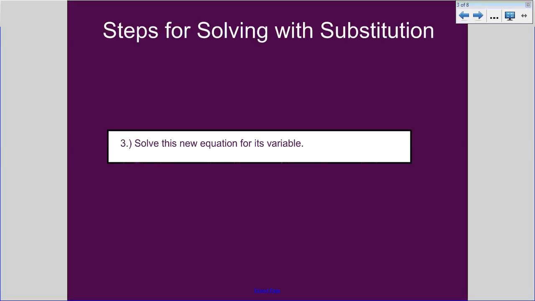Step number 3, simply solve this new equation for its variable. I don't know whether you're going to be solving for x or for y, but you're going to have one variable, and you're going to solve for that. And in fact, in some of your worksheets, we're going to start seeing t's and s's in the problems, or m's and n's. So you're just solving for whatever variable you have.